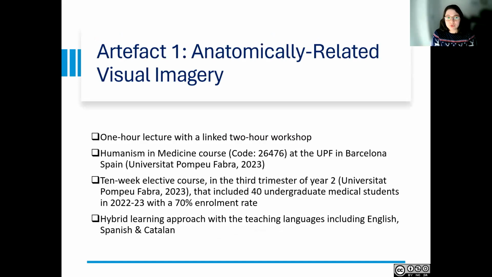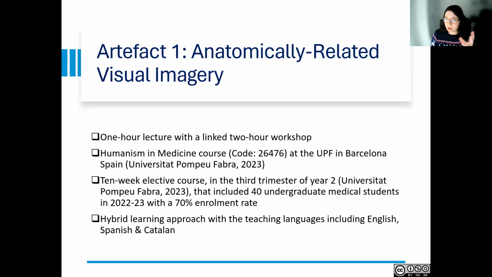So I will start first of all with the first artifact, which is anatomically related visual imagery. This was a 1-hour lecture that was linked with a 2-hour workshop. They were both delivered as part of a new course entitled Humanism in Medicine, which was introduced for the first time this past academic year at the University of Pompeu Fabra in Barcelona in Spain.